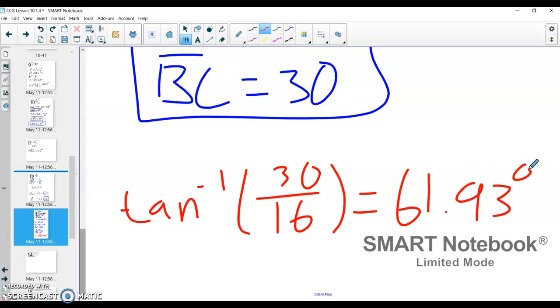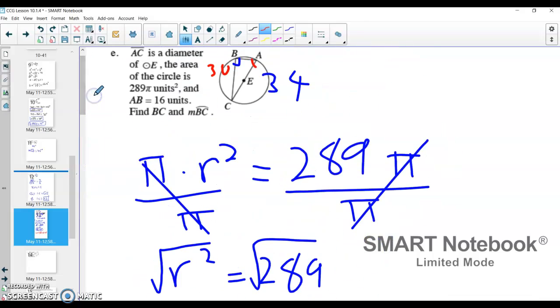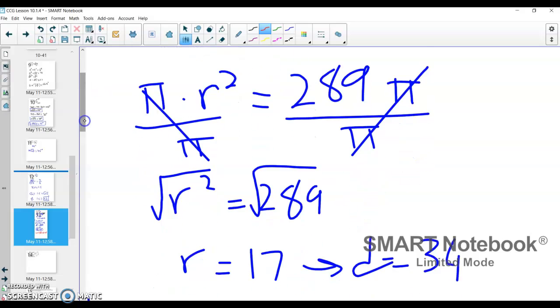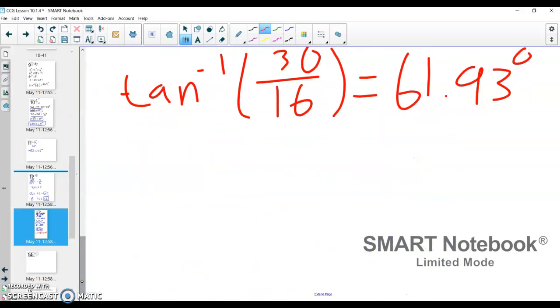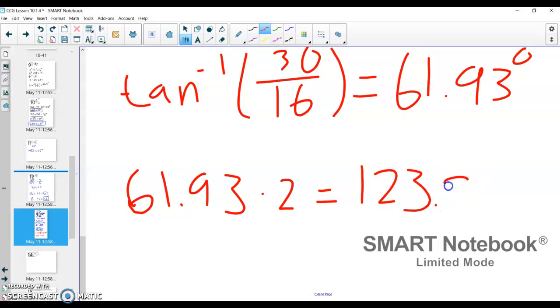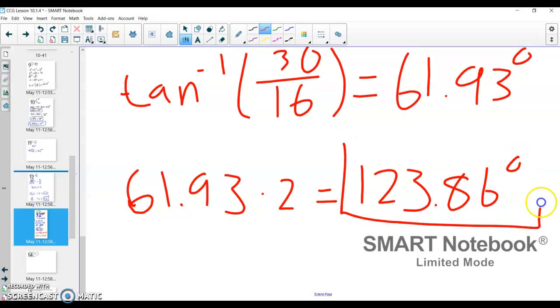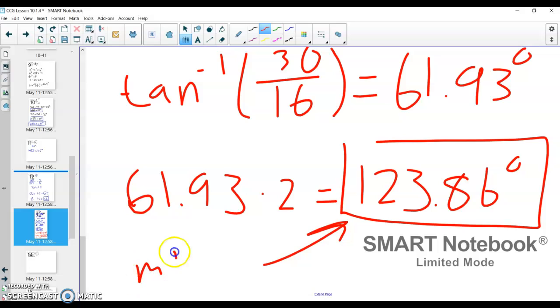a 61.93 degree angle. I need to multiply that by 2 though, because that's the inscribed angle, and I know that arc measure or central angle is always 2 times bigger than the inscribed angle. And so I take that 61.93 and multiply it by 2, which gives me 123.86 degrees as the arc measure of arc BC, and I make the arc over it.